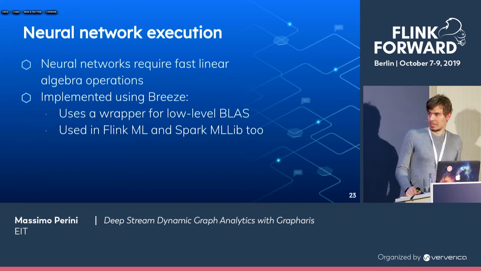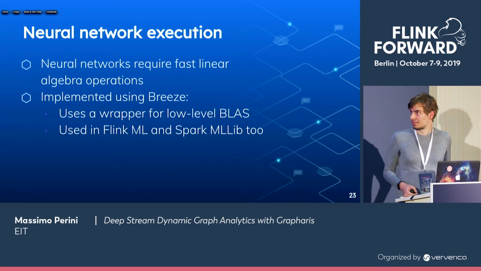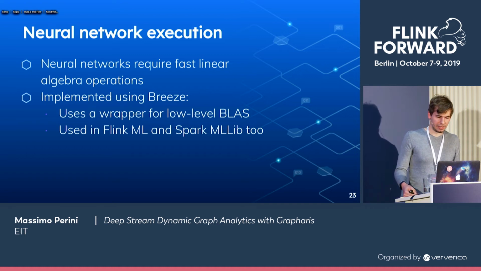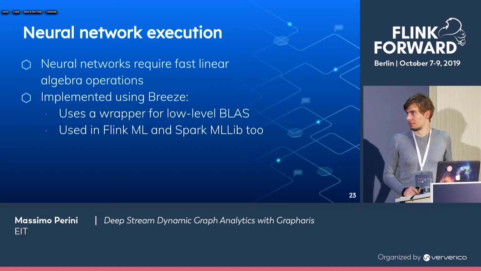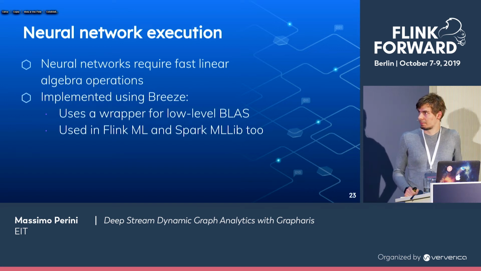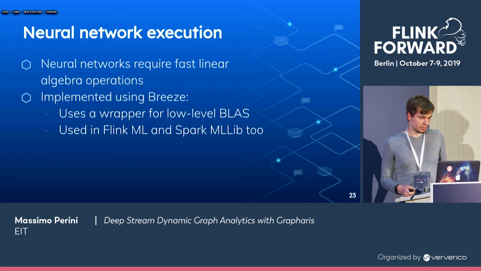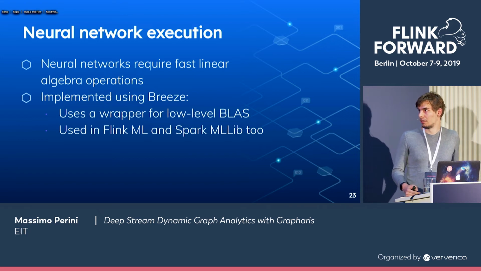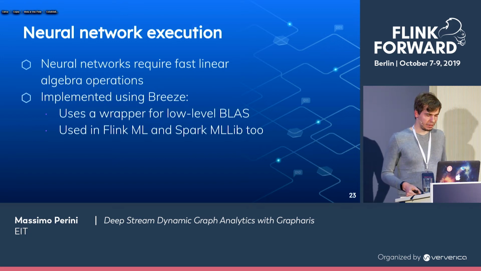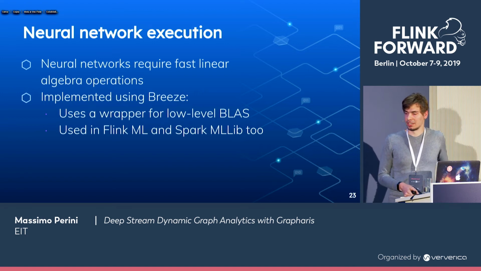We executed the neural network, so basically the operations between matrices, with Breeze. Breeze is a library that performs efficient linear algebra, and it's been used also in Flink ML, SparkML, MLlib, and is efficient because it relies on the usually pre-installed Fortran libraries that are optimized for the hardware.